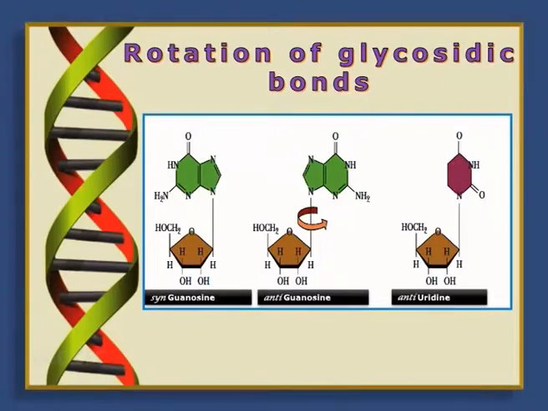Whereas in case of purine, as you can see, the example shown in this slide is guanosine, and guanosine can exist in both syn and anti conformations. So till now we have covered the different conformations of nucleobases.